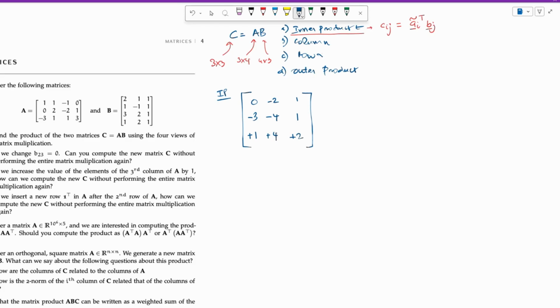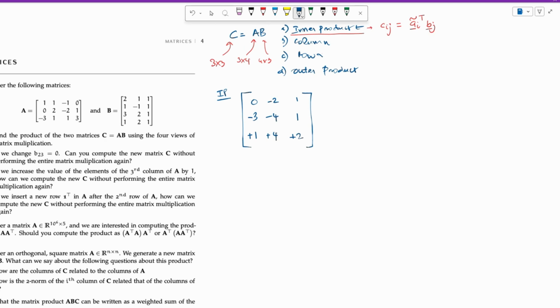C22 is not minus 4. Okay, can somebody verify, please? C22: second row of A, second column of B, and their inner product. Times 4, is it? Okay, all right. So you say that is correct. Okay, that's the inner product view.